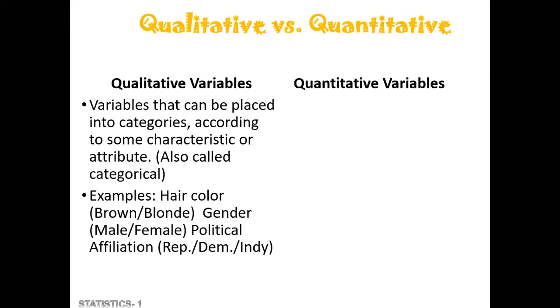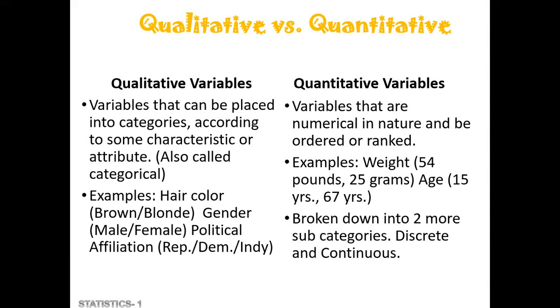What is the difference between a qualitative variable and a quantitative variable? Qualitative variables can be placed in categories according to some characteristic feature or attribute, for example, hair color, gender, and political affiliation. Here the variables are created keeping the qualitative aspect into consideration. Whereas quantitative variables are created or used based upon quantitative values. These variables are numerical in nature and can be ordered or ranked. Examples are the weight of an individual and the age of the individual. Quantitative variables can be further divided into two subcategories called discrete and continuous.